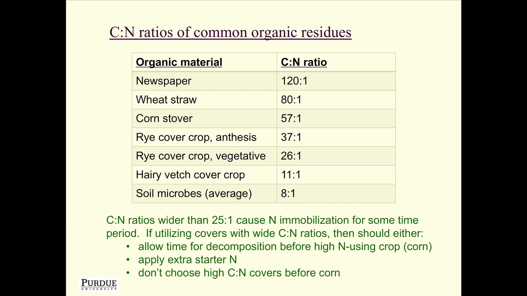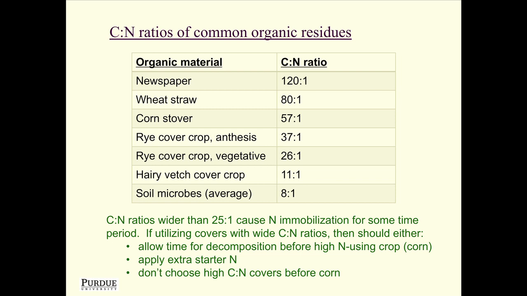Okay? So for example, rye, when it's vegetative, nice small material, is right at that kind of break-even point. Not really going to do much either way. Rye, if you let it start to head out, is going to have a wider carbon-nitrogen ratio, 37 to 1. If you let it get even older, it's going to be even higher. So as it decomposes, it's going to tie up nitrogen. Wheat straw, corn stover, and newspaper are just a kind of benchmark for you.